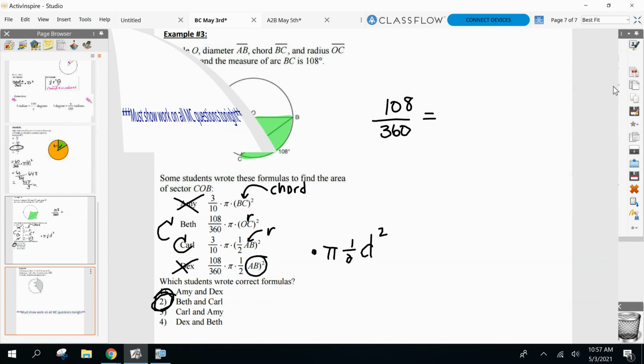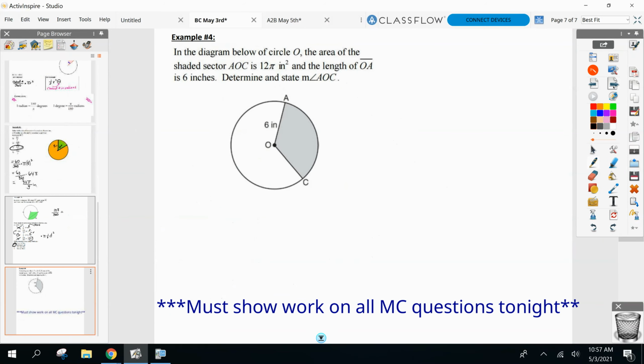No need to do all these examples, and you have enough for homework tonight. It's a little different on this one. I give you the shaded sector area. Find a piece of the formula for me. Find angle AOC.